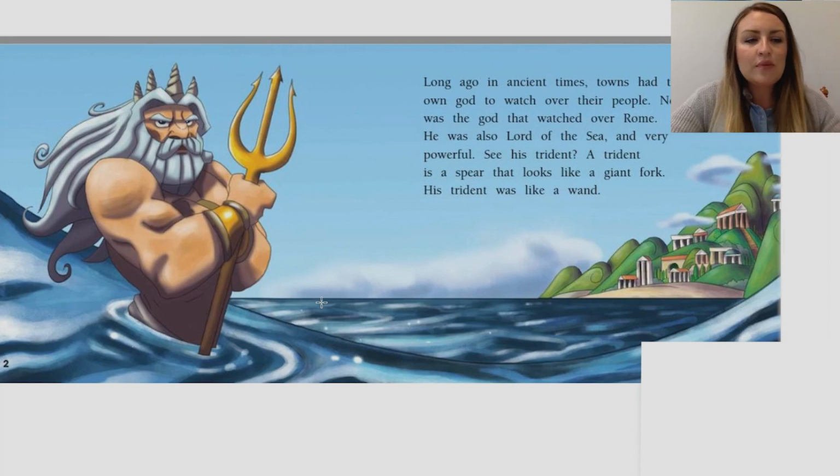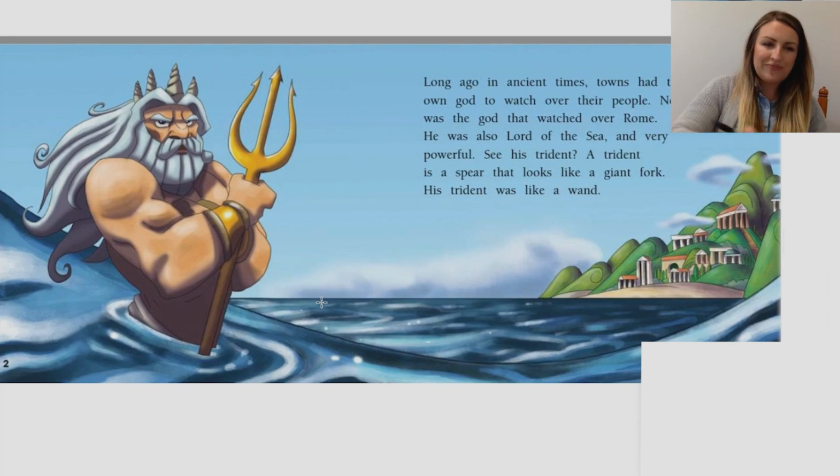Great. Now I'm going to write a few words that will help me remember this page. Copy them with me or come up with your own. Neptune, god of sea. And I'm going to write watched Rome because that's what they said was his job. So Neptune, god of sea, watched Rome. All right, let's keep reading.